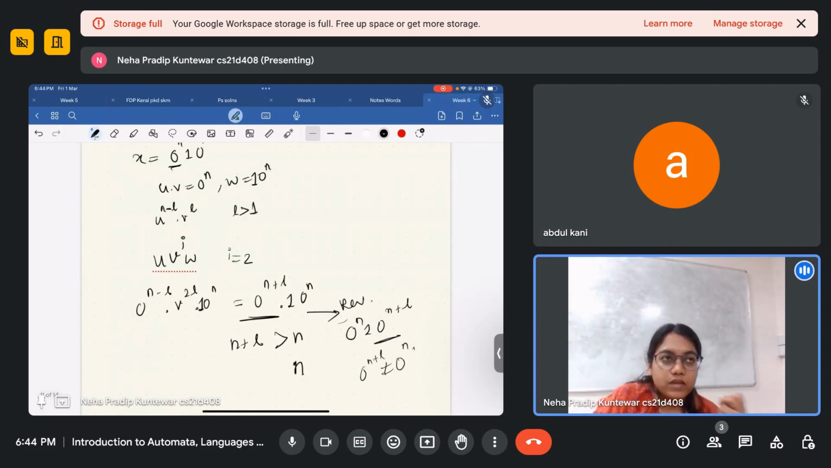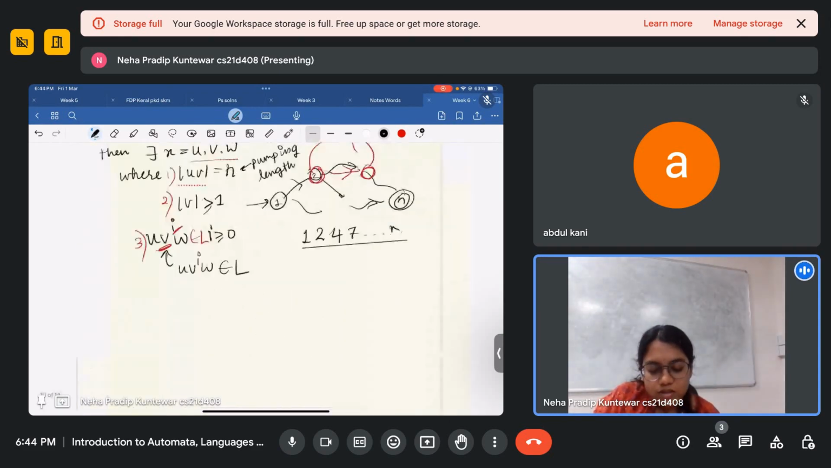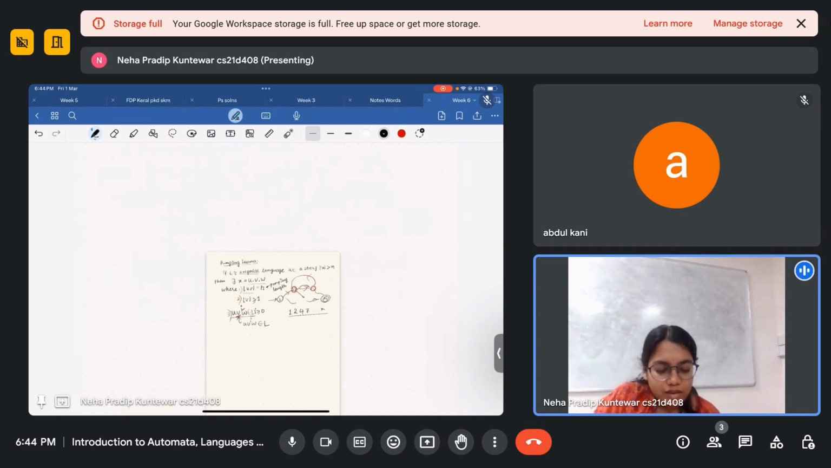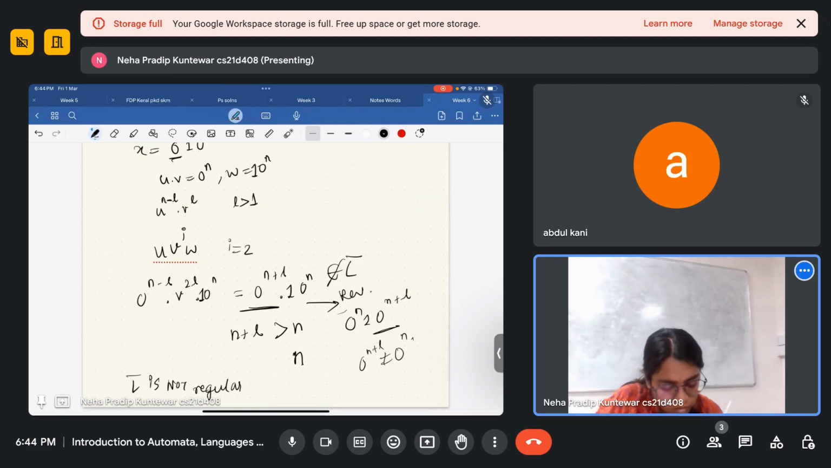So by pumping this, we are able to get a string which is not in the language. This is clearly against the properties of regular languages, because that's what the third condition says: if you pump it this way, you will always end up getting a word in the language. So in this case, this is not in L bar. So L bar is not regular, and this implies that L is not regular.